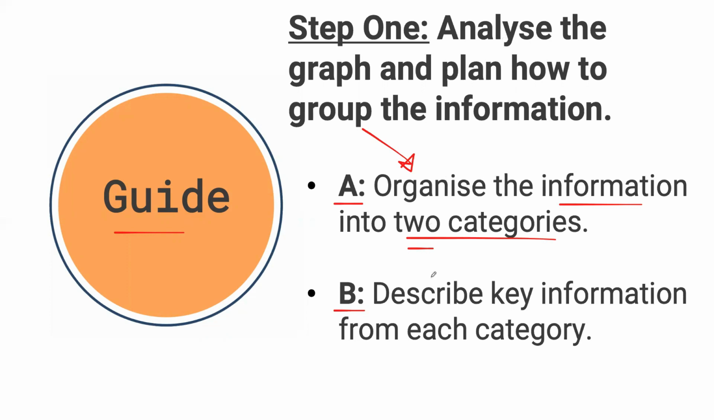Then, once you've done that, you want to describe key information from each category. So you don't want to describe everything. That will definitely lose points in your essay. You want to look at the main information, key details, and we will show you how to do that today. Now, in order to describe them, it is helpful if you make sort of an outline before actually writing your essay, and I'll show you how I do that very briefly.